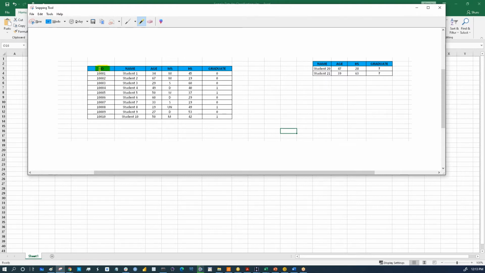So we got the student ID, student name, their age, their marital status, they're married, divorced, widowed, unknown. And we have here hours spent. So we got how many hours they've been studying, and of course we got the target variable, or this is what we're trying to predict. 0 means they did not graduate. 1 means graduated. And so this is historical data.